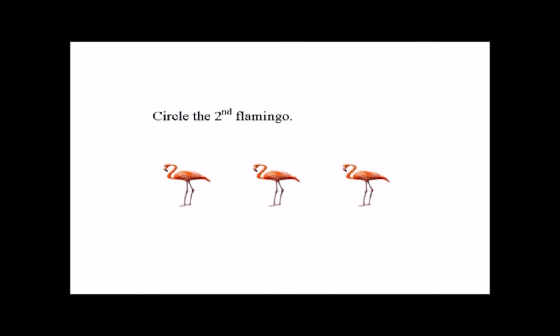This question, circle the second flamingo. So they would circle the one in the middle. That's the second flamingo. Okay, so give them exercises in this. And then you can say circle the flamingo to the right of something or to the left of a position. And then they should be able to do that as well.